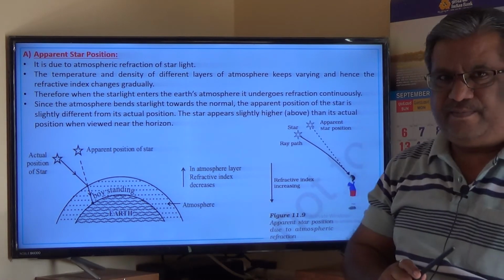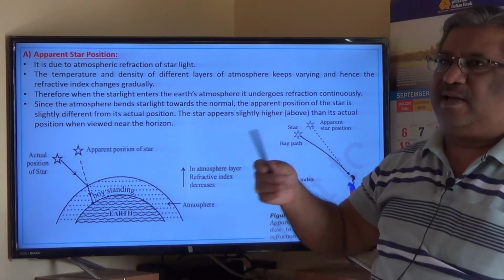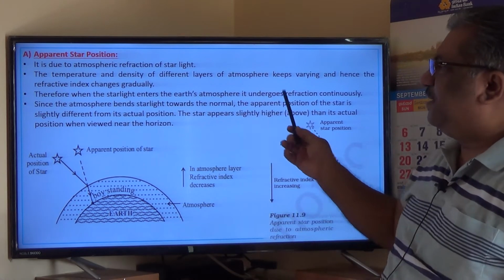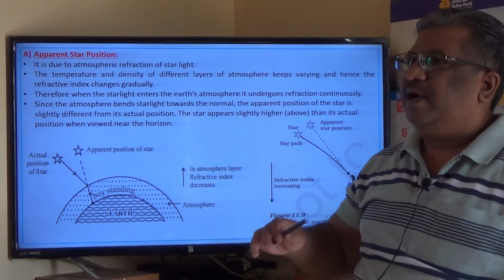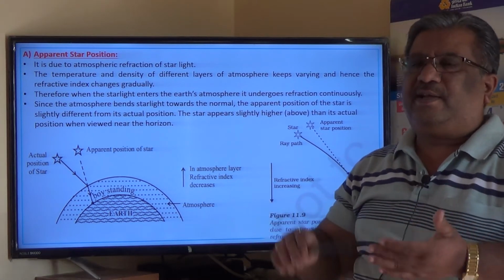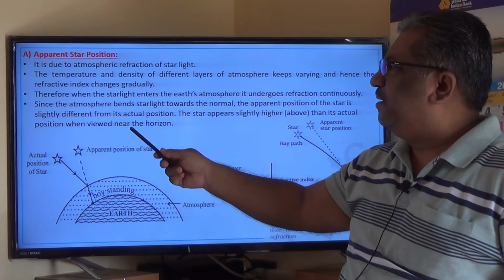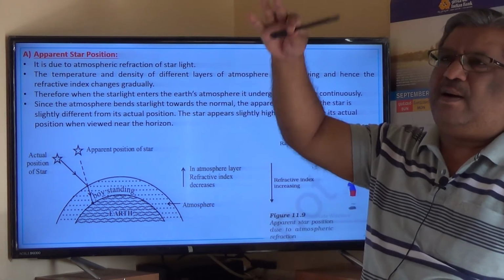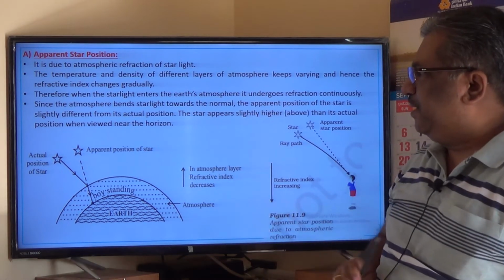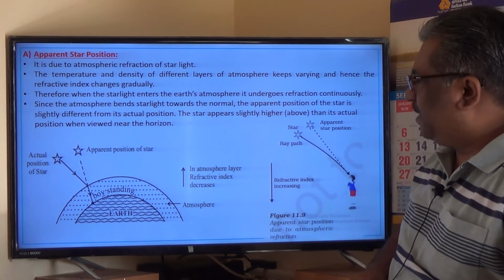of the star. And therefore, since the atmosphere bends the starlight towards the normal, the apparent position of the star is different from its actual position, and the star appears to be slightly higher or above the actual position of the star when viewed near the horizon. Slightly above the horizon when we view the stars, this is what it appears. So this is how we can explain the apparent position of the star.